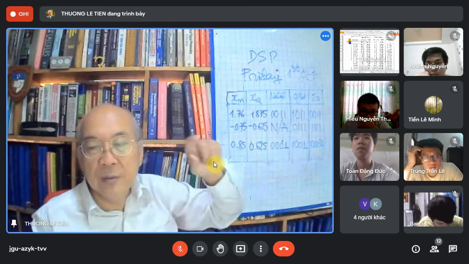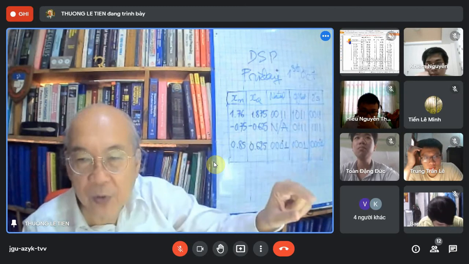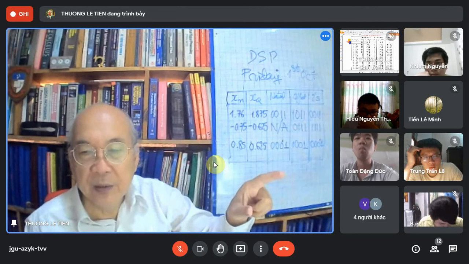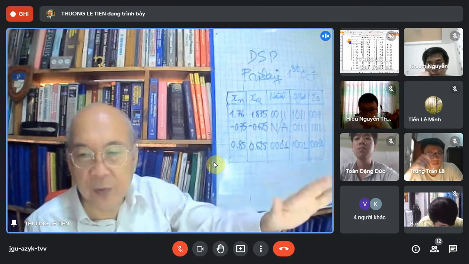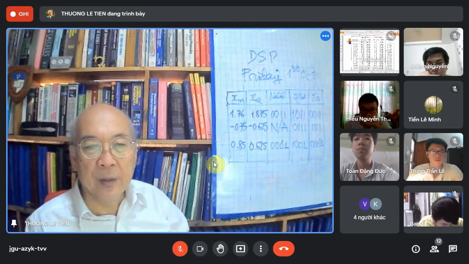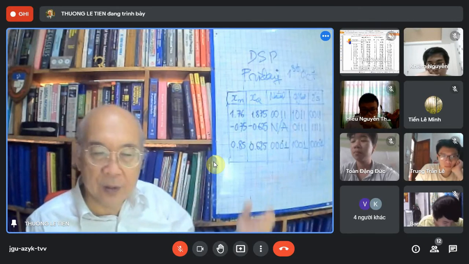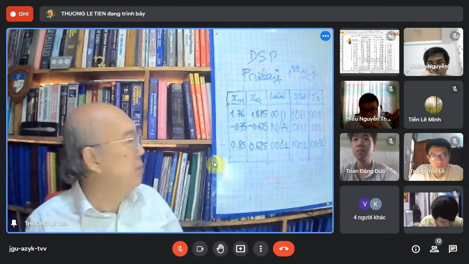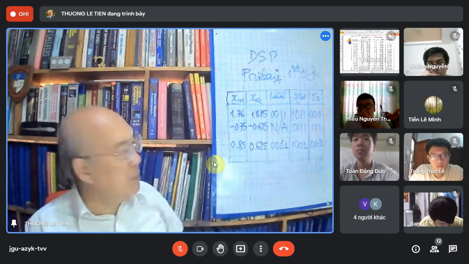Or just based on the offset code, complements of the MSB, and then straightforward, you can write down the two's complement. Otherwise, you can look at the most right-hand side column to work out the two's complement.